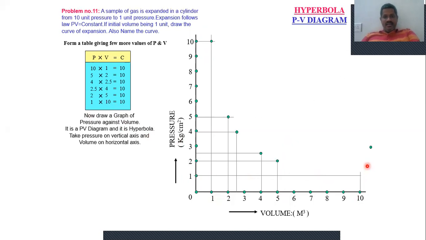Then after locating these intersection points, you join these points as a smooth curve like this. You will get a curve. That curve is nothing but a hyperbola.